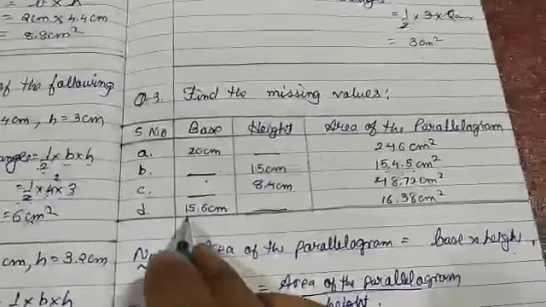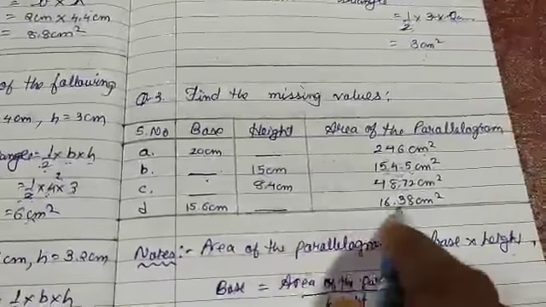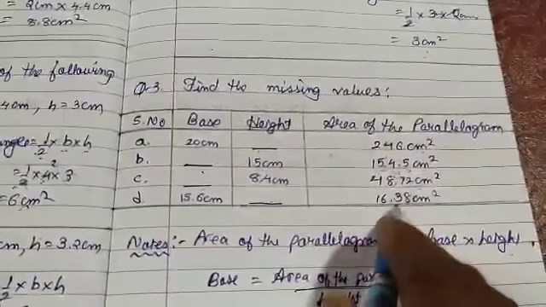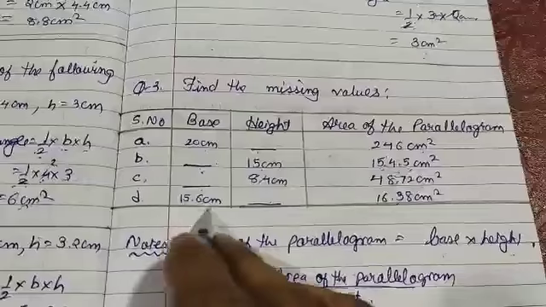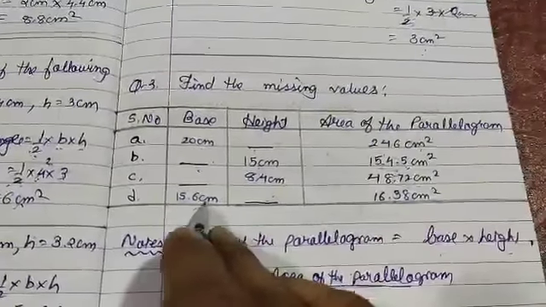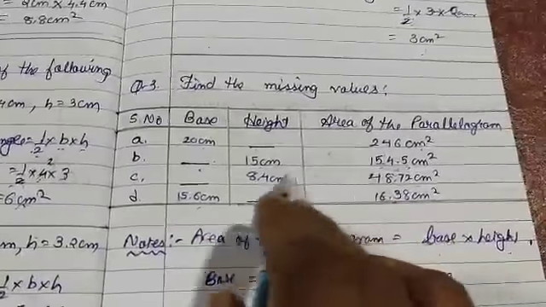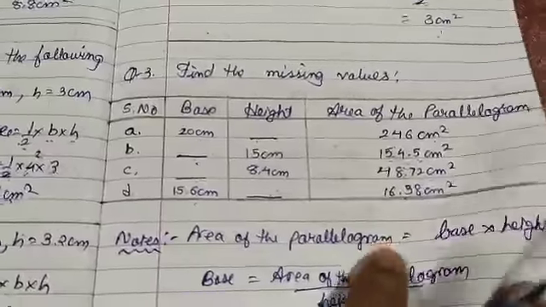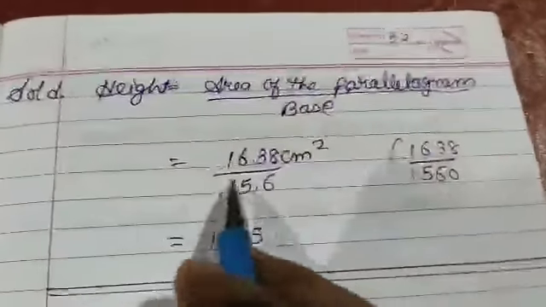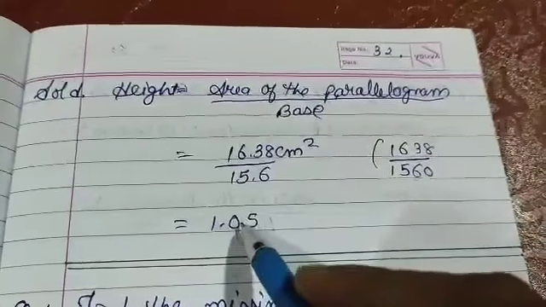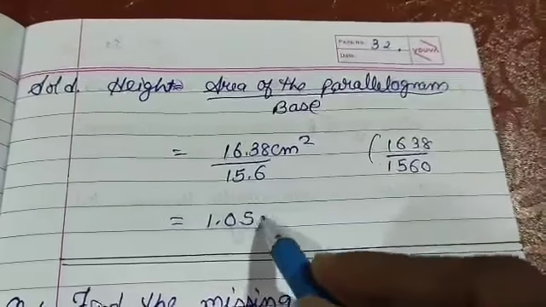Now the next one, base is given 15.6 and height we have to find, and the area of parallelogram is also given. So what will be the formula? The height equals to area of parallelogram divided by base. Whenever it is asked to find height, you have to divide area of parallelogram by base, and whenever it is asked to find the base, the area of parallelogram should be divided by height. So 16.38 should be divided by 15.6. So how much you will get? Here same thing you have to do, and after cancellation you will get 1.05 centimeter.